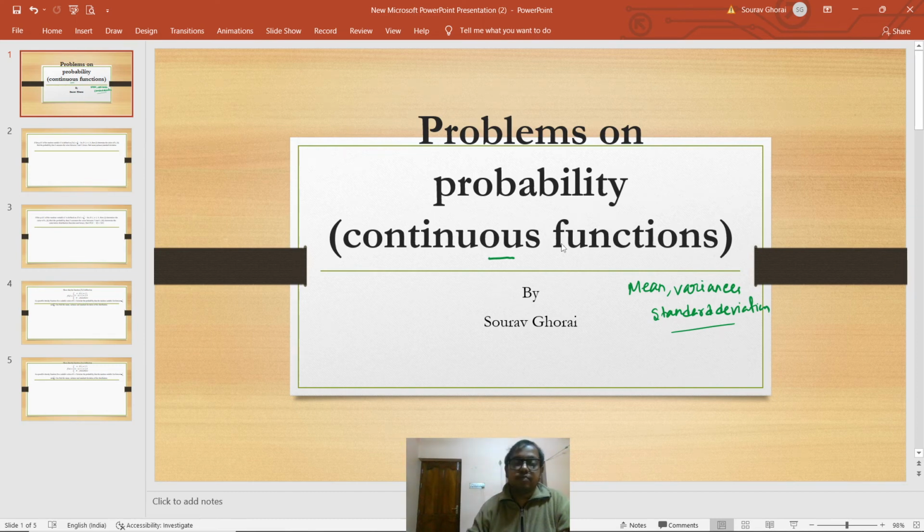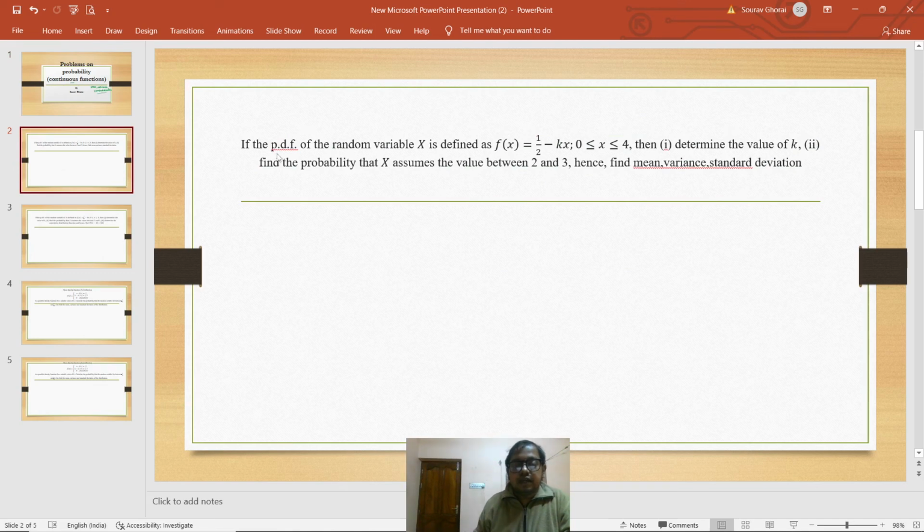Here I will pick up one problem. If the PDF of the random variable capital X is defined as f of x is equal to half minus kx, defined over 0 to 4, then we have to determine the value of k and find the probability that x assumes a value between 2 and 3, and hence find the mean, variance and standard deviation of this problem.